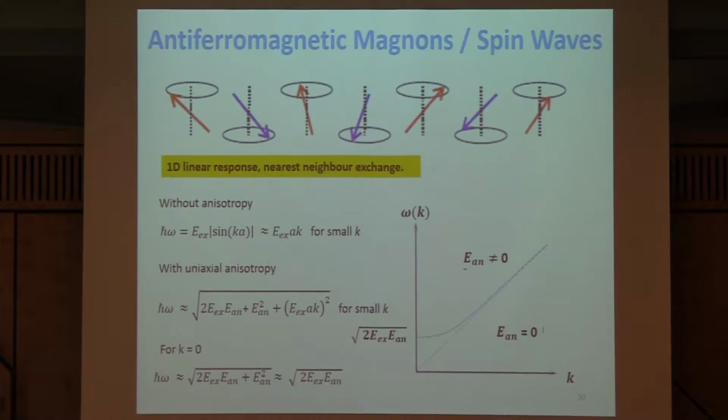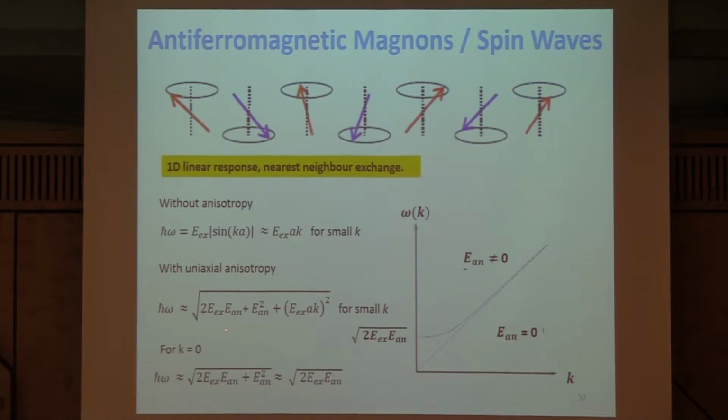Antiferromagnetic magnons are more complicated. You did say I could completely ignore quantum mechanics this morning, so I tend to do. If you go through the simplest argument, you assume that the exchange energy is by far the strongest energy in the problem. You can work out an expression rather straightforwardly for what the dispersion should be like. And without anisotropy, it turns out to be linear. And the prefactor to the k here is the exchange energy times the lattice constant.